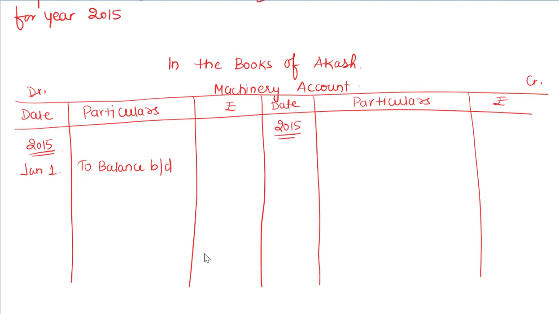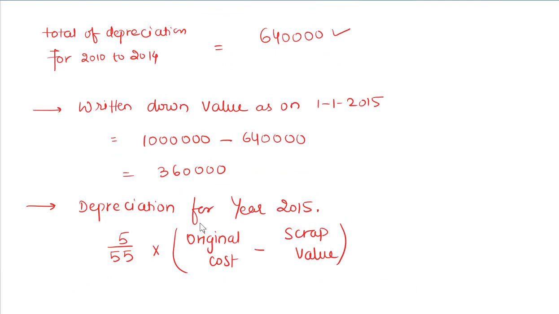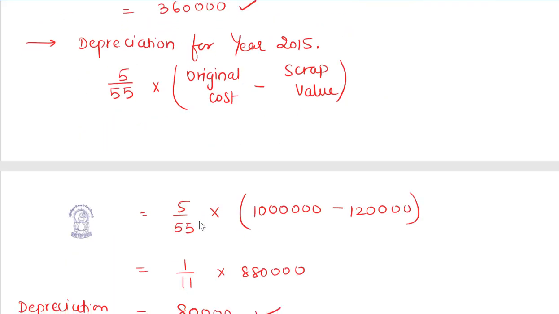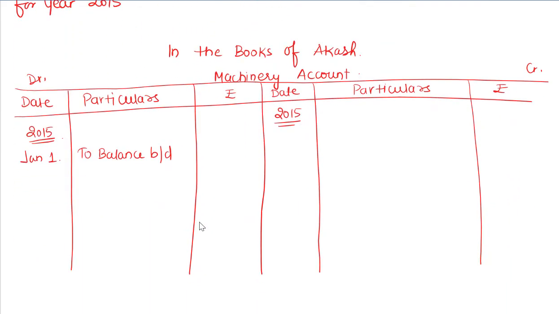Students, you had calculated for 2015 the value is 3,60,000. So what we will be writing for 2015 is the opening balance, to balance brought down 3,60,000. Close it for 3,60,000.